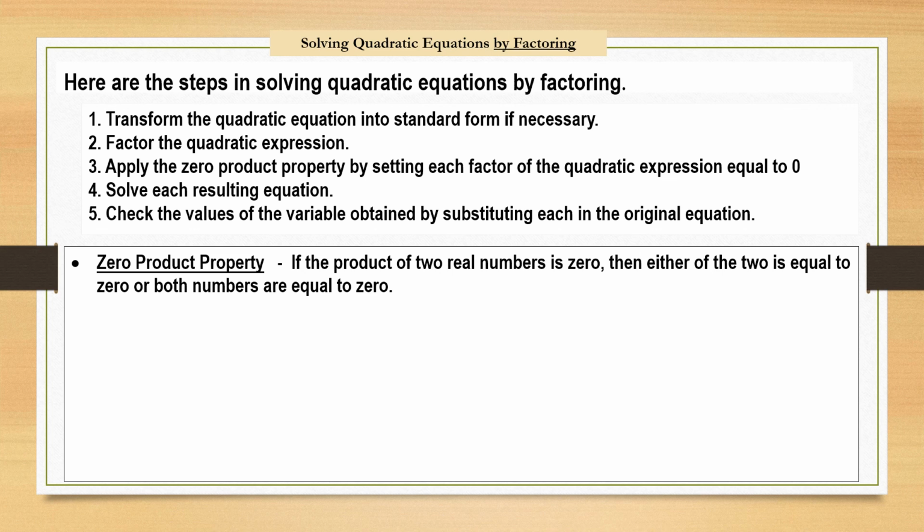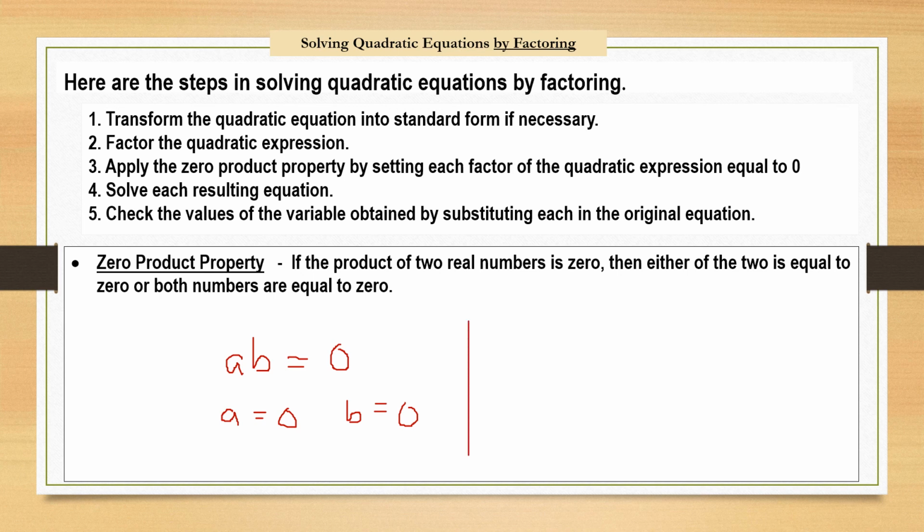So let's first have the zero product property. According to the zero product property, if the product of two real numbers is zero, then either of the two is equal to zero or both numbers are equal to zero. Say for example, we have A times B is equal to 0. According to zero product property, it's either A is equal to 0 or B is equal to 0.